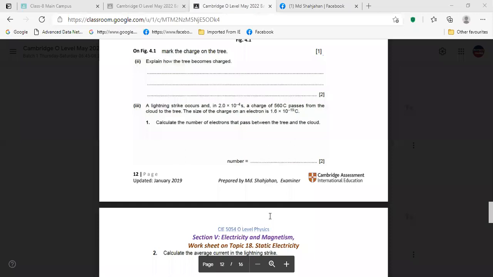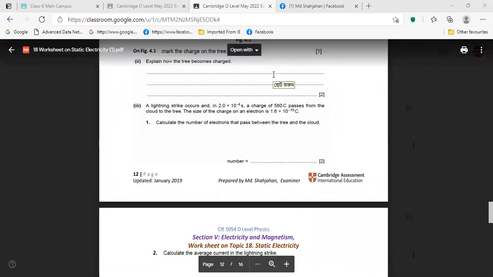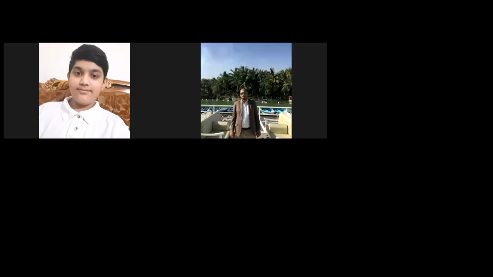3. A lightning strike occurs and in 2.0 times 10 to the power negative 4 seconds, a charge of 560 coulombs passes. A lightning strike occurs and in 2.0 Okay.